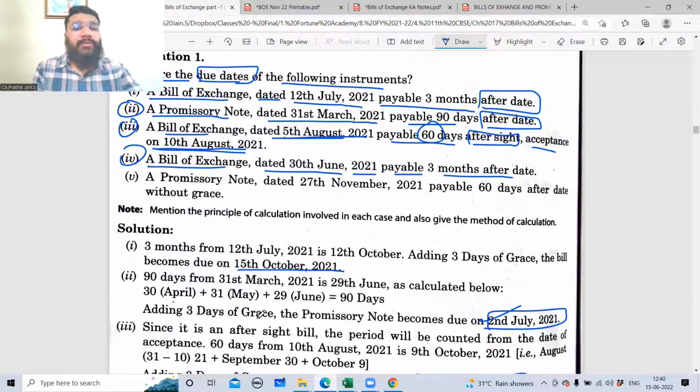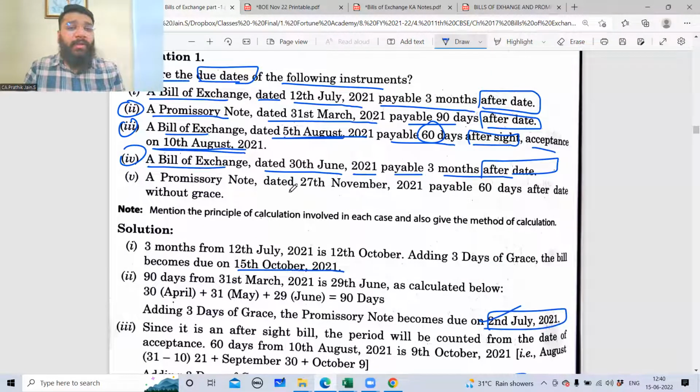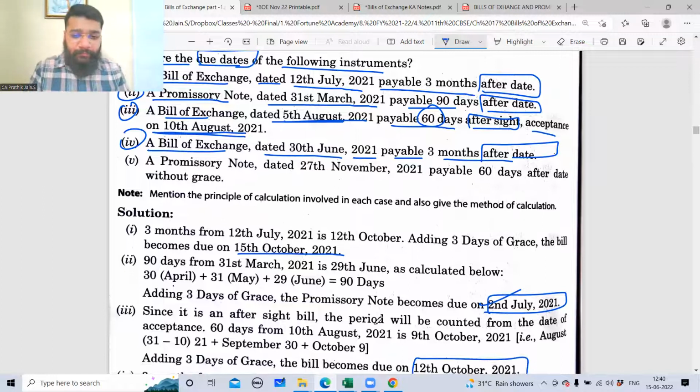It is 30 June, no? So it is in months and it is after the date, which means issue date plus 3 months. So 30th June plus 3 months: July, August, September. So 30th September plus 3 grace days. September has only 30 days, so October 1, 2, 3. So 3rd October is the due date. Okay, sir.